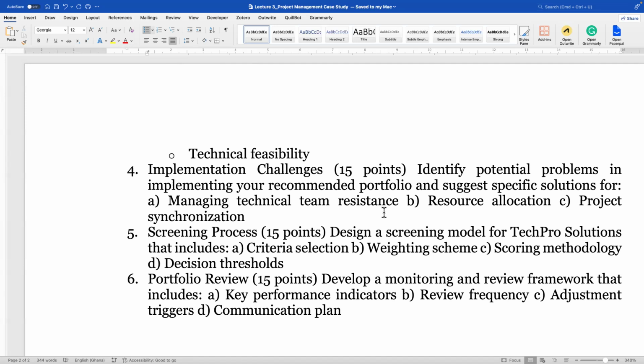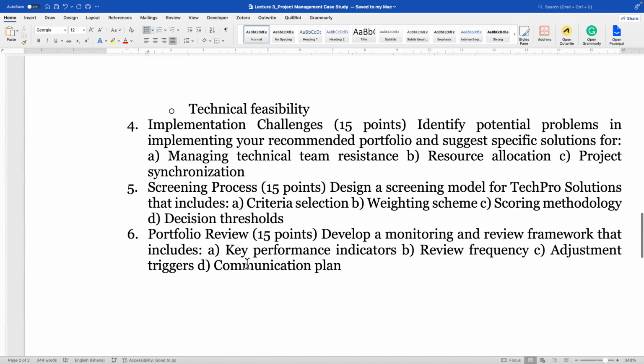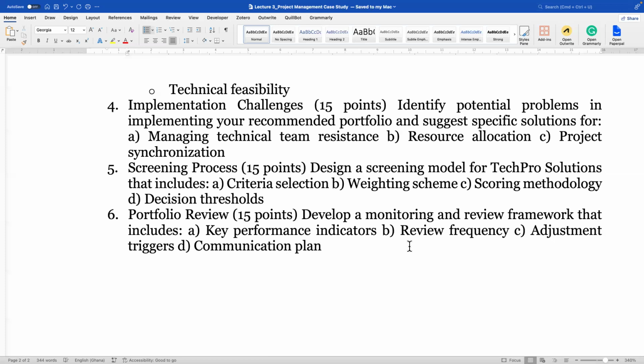Yes. Screening process. Design a screening model for Tech Pro Solutions that includes criteria selection, weighting scheme, scoring methodology, and maybe some decision threshold. Then the last one, portfolio review. Develop a monitoring and review framework that includes key performance indicators and review frequency. So this one is a bit subjective for the team to look at.